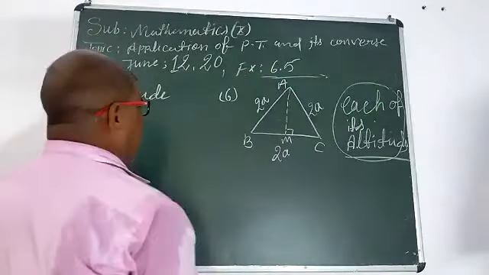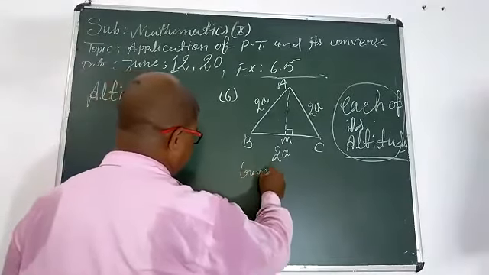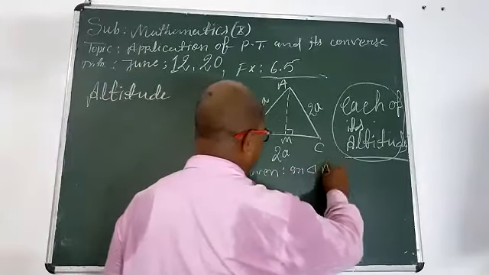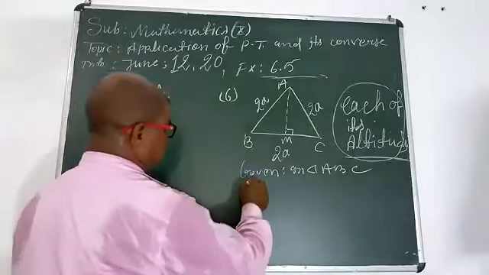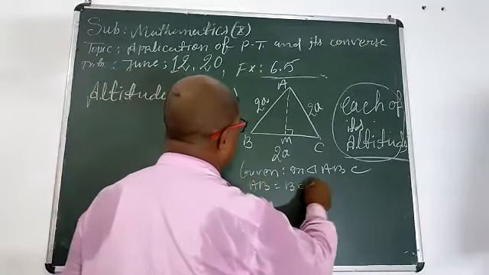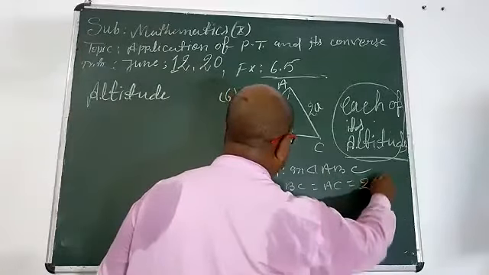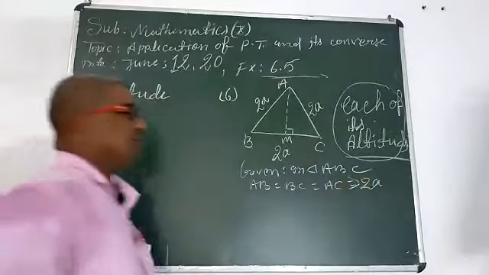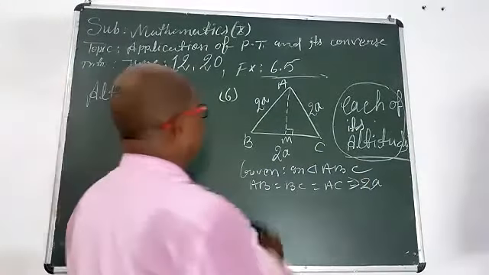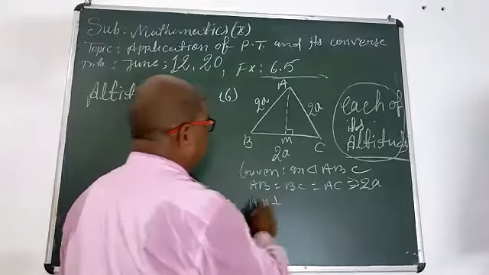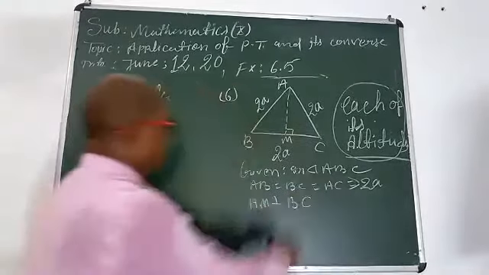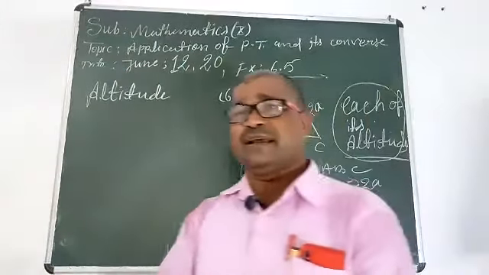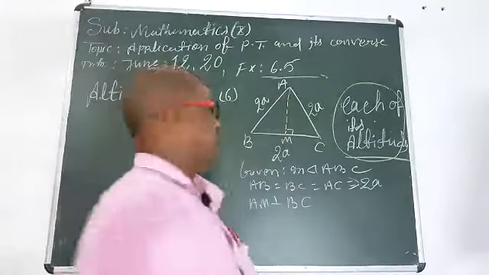Understood? Now you should write here given. How can you write the given? In triangle ABC, AB equal to BC equal to AC equal to 2A. AM perpendicular on BC. Now recall that major statement from geometry taken by you from standard 9.